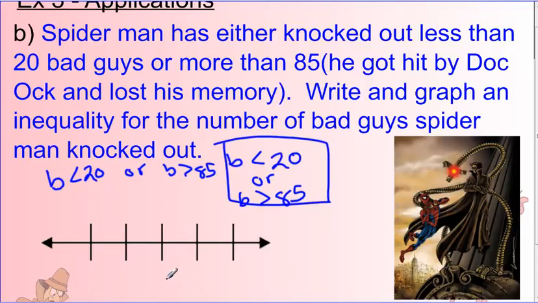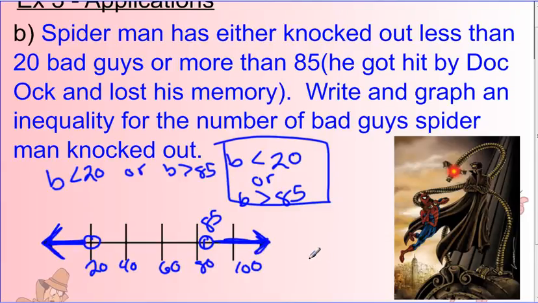And now we graph it. So 20, 40, 60, 80, 100. That'll work. We need a hollow dot at 20. 85 is like here. We need a hollow dot at 85. And it's an or, so we're probably shading on the outside. Bigger than 85. Less than 20. And we're done.